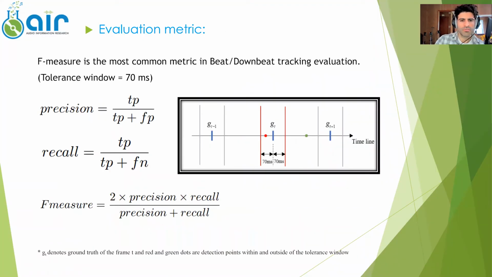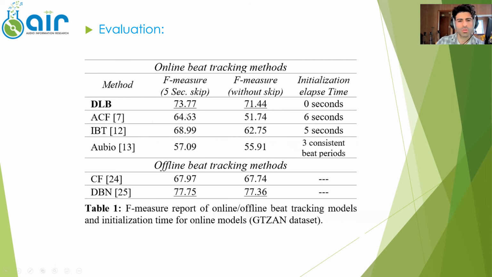So let's go to the evaluation metric that we use. The evaluation metric for beat tracking is usually F measure, and we follow the same rule. So we have ground truths, and we have a tolerance window of 70 milliseconds from each side of the ground truths. And if the detected beat is within this window, like the red dot, we say we correctly detected the beat. And if it is not within this, like the green dot, then we say it was incorrect. And also this is our ultimate results.